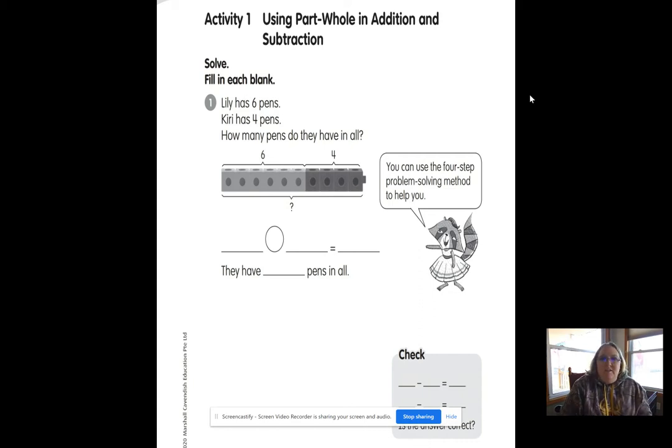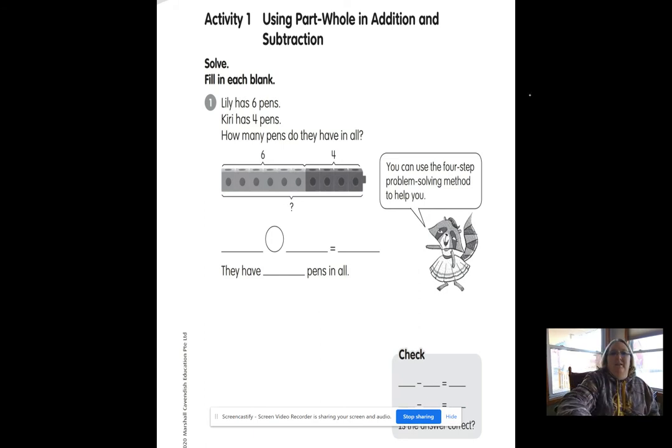All right, so we're going to start with the reteach activity 1 using part whole in addition and subtraction. So first we're going to solve and fill in each blank. Number 1, Lily has 6 pens. Kiri has 4 pens. How many pens do they have in all? When it says in all, we know that means we're putting them together.